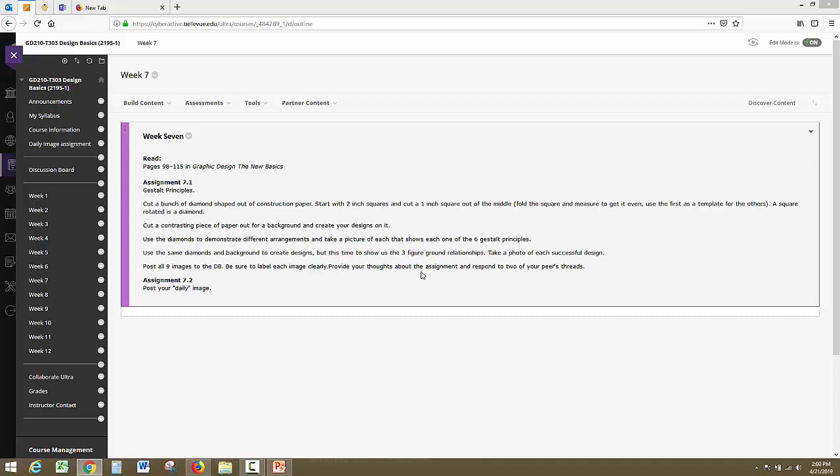So the daily image, you need to make sure that it reflects the idea of an aspect. It doesn't have to reflect all of the principles of Gestalt. It needs to reflect one of the principles of Gestalt, okay?